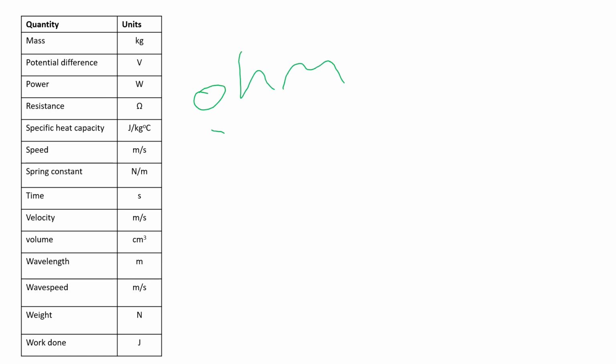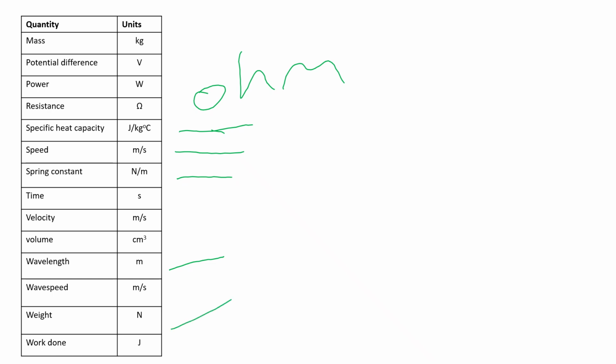Now this is my favourite one of them all. Specific heat capacity, and it is joules per kilogram degrees C. That's good because it's an unusual unit, and also there's a required practical about it, so there's a pretty good chance that'll be on your exam. Speed, how fast something is going, is meters per second. Spring constant is again a required practical that you're going to need, and it's newtons per meter. Time in seconds, velocity in meters per second. Volume, centimetre cubed, or it could be meters cubed. Wavelength, length means meters. Wave speed, think about where we talked about speed before, meters per second.